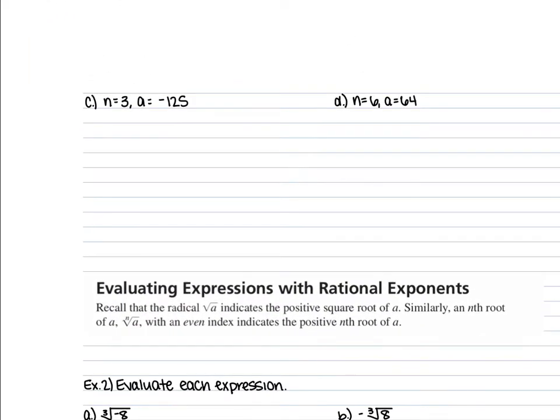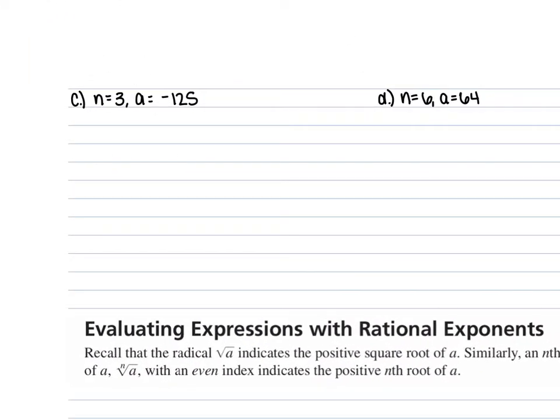For example C, we have an n that's equal to 3 and an a that's equal to negative 125. So this is telling us to take the cube root of negative 125. So the first thing I realize here is I have a negative underneath that radical sign. Because I have a negative underneath the radical sign, I need to check the index. Is the index even or odd? The 3 is an odd number, so the negative underneath is okay. I'm going to circle it to remind myself my answer has to have that negative. I can also rewrite this as a negative cube root of 125.